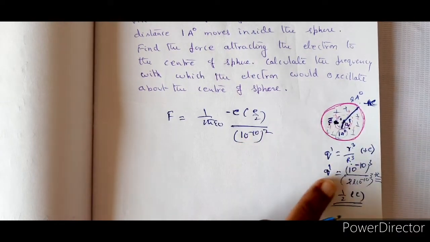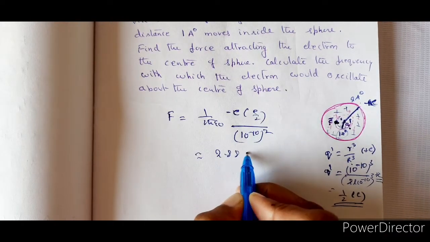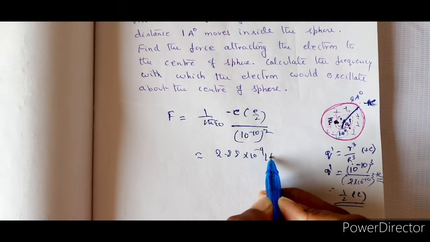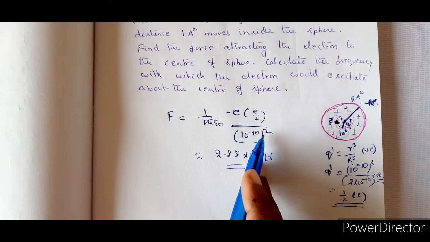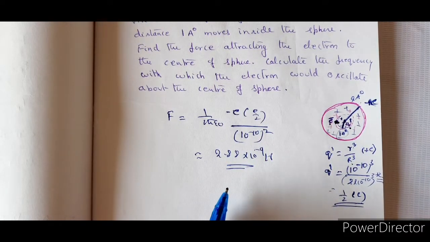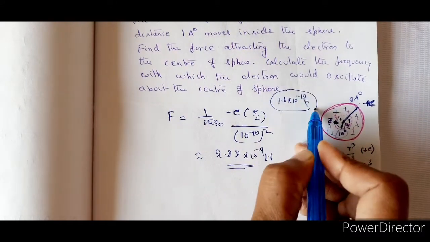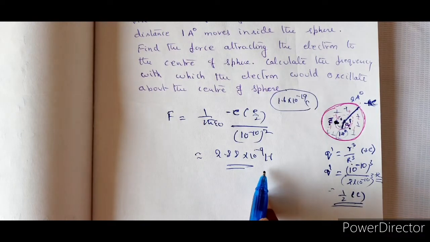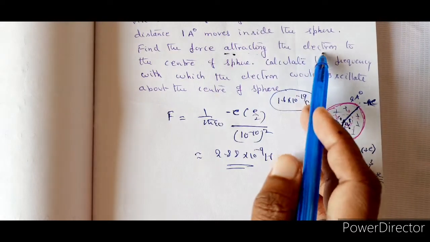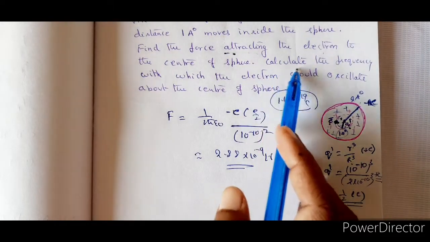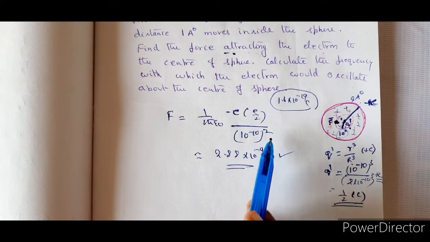So now substituting all the values, you will get the force to be approximately equal to 2.88 into 10 power minus 9 newtons. Please check this by substituting all the values. Now what is e? 1.6 into 10 power minus 19 coulombs. You know that, right? So substituting all that and then simplifying, you will get this answer. Now what is the question asked here? Find the force of attraction. Okay, done, finished. And calculate the frequency with which the electron would oscillate about the center of the sphere.